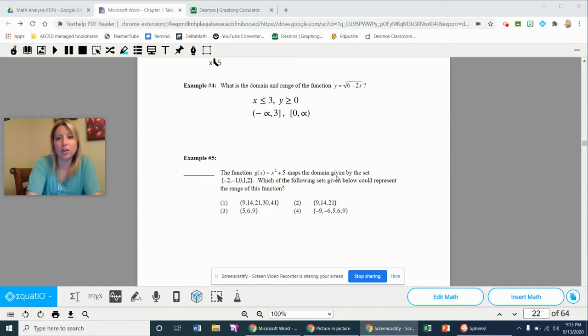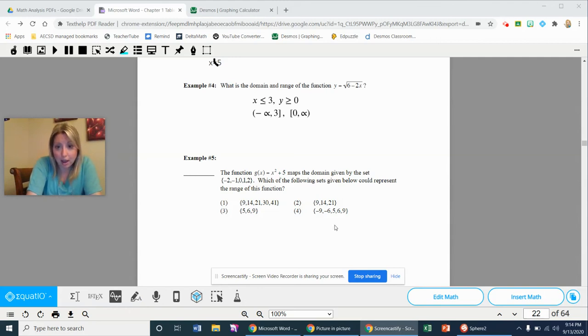Okay. This function maps the domain given by the set. Oh, so this is not continuous, because we're just using these domain values to plug in. So really what you're going to do is just plug in each of these x values and get out the matching y value. When I plug in negative 2, squared is 4. 4 plus 5 is 9. So that means 9 is a value in my range.